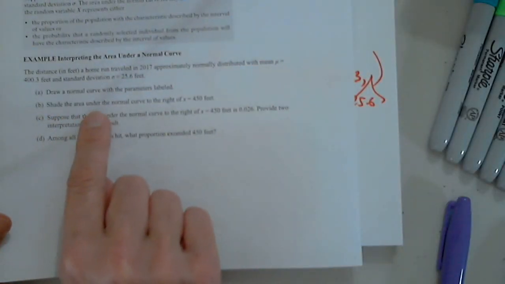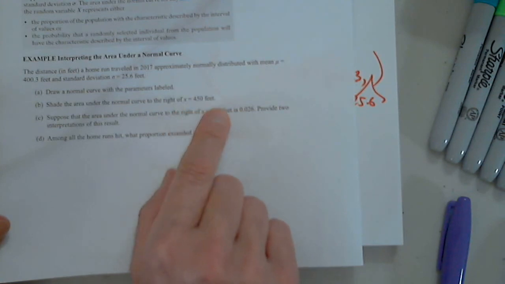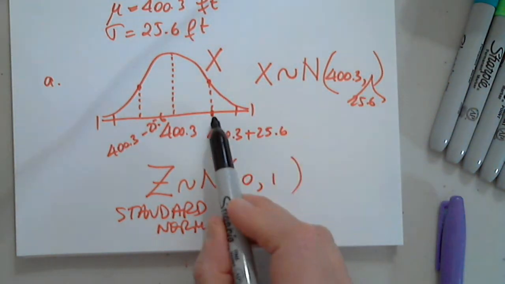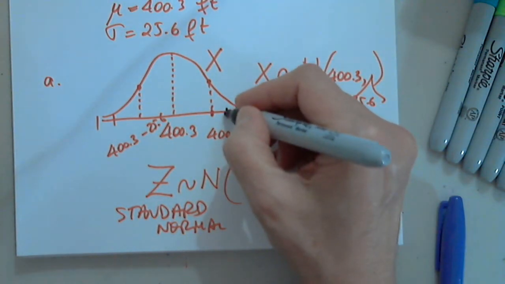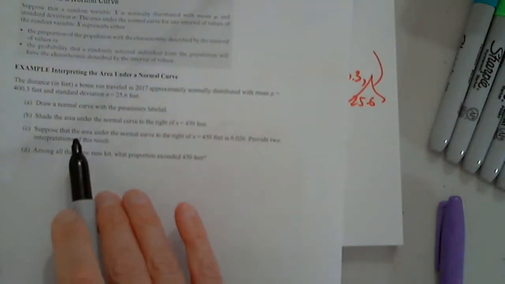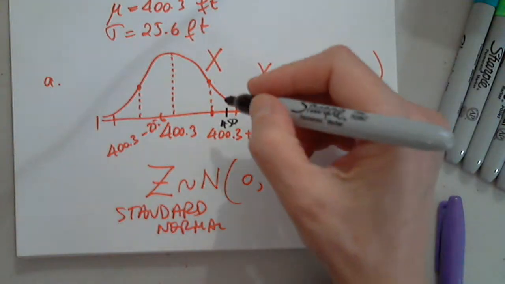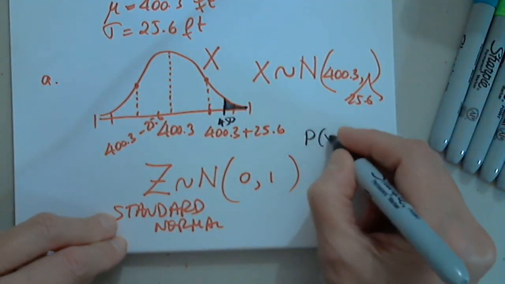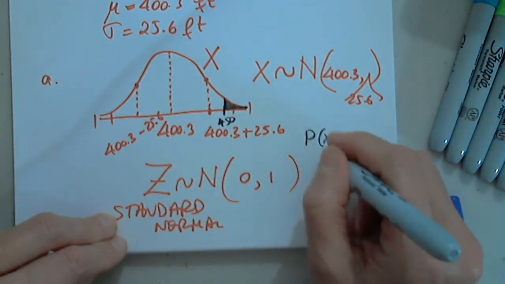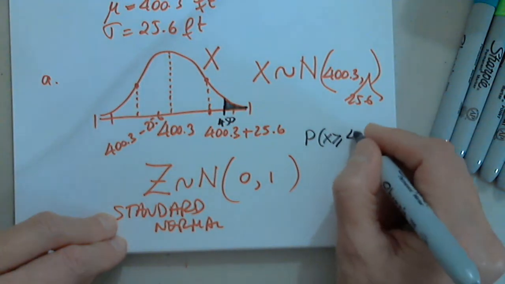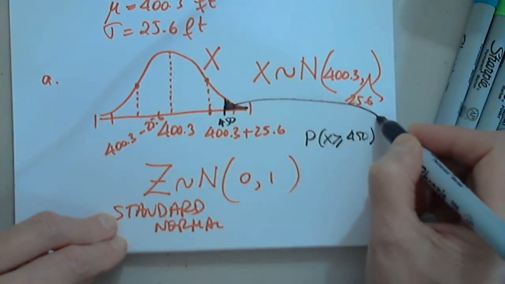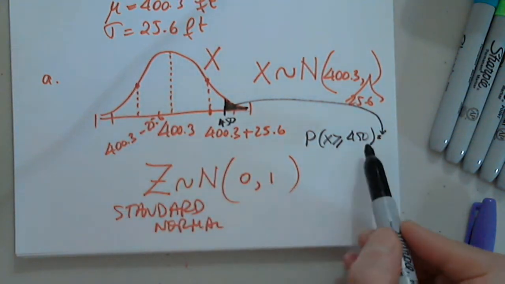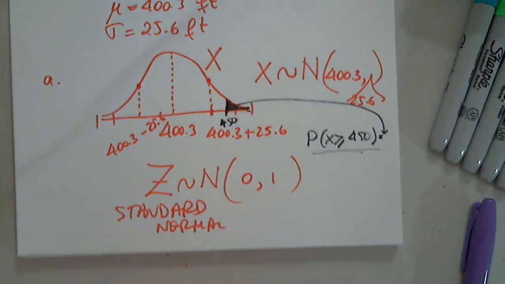Part B. Shade the area under the normal curve to the right of x equals 450 feet. Okay, so this is 400 plus 25. So roughly 450 may be here. It says shade the area to the right of this. Okay, here it is. If I'm asked to find the probability that x is greater than or equal to 450, it will be no different. This is the probability, whatever this piece of the entire one area is, that x is greater than or equal to 450.